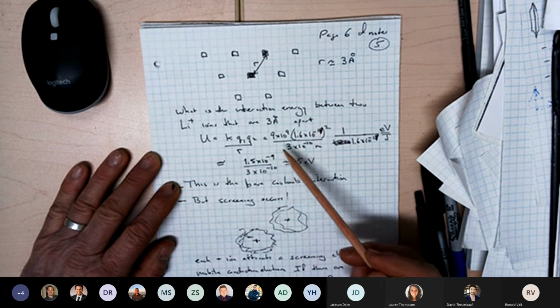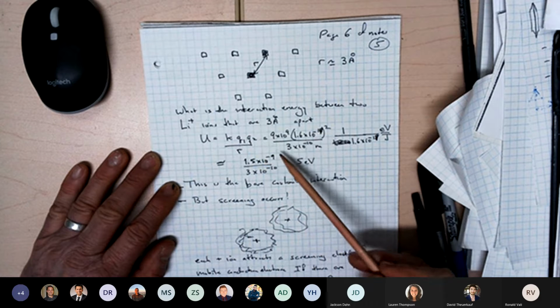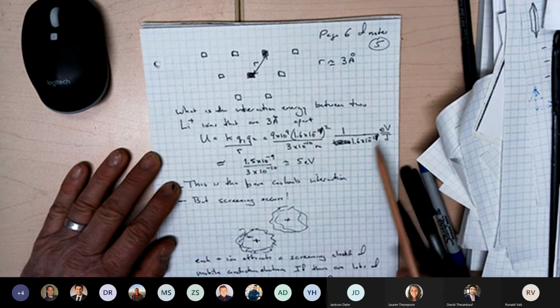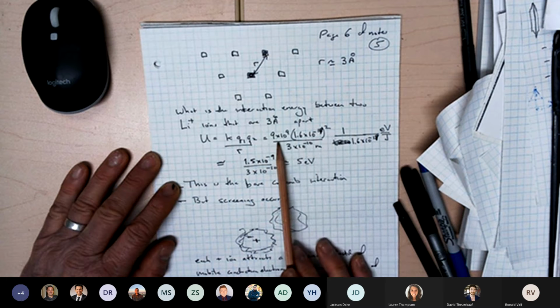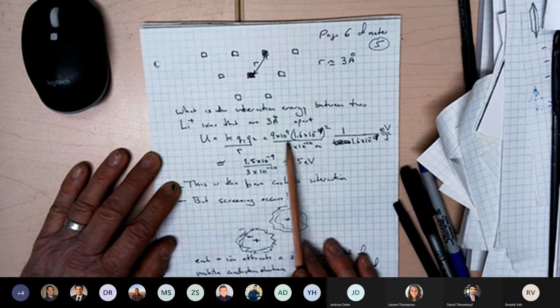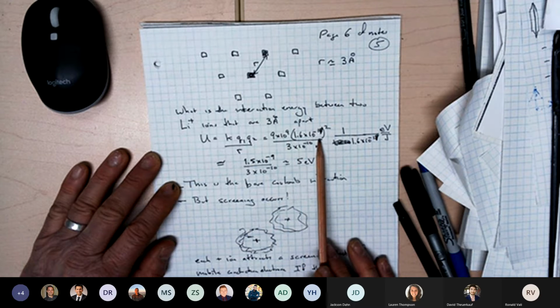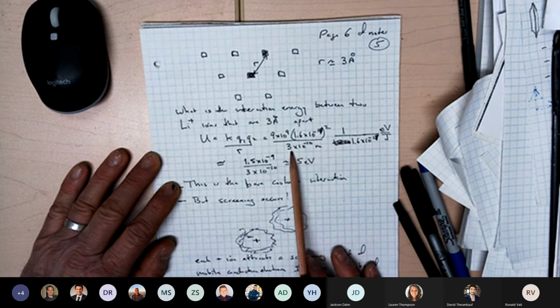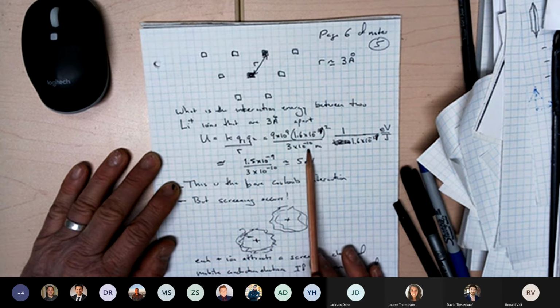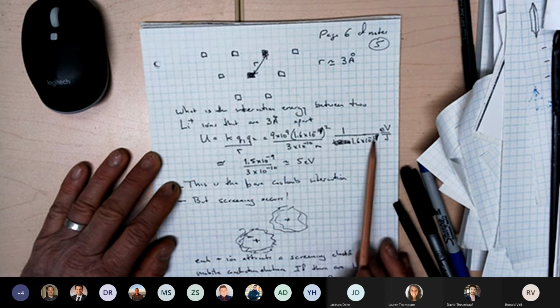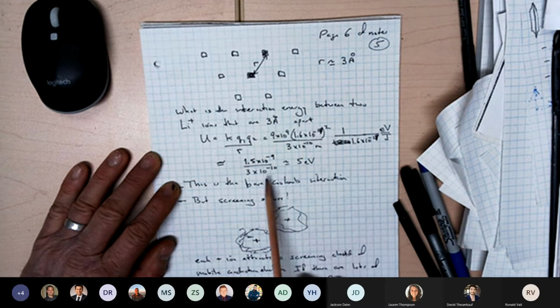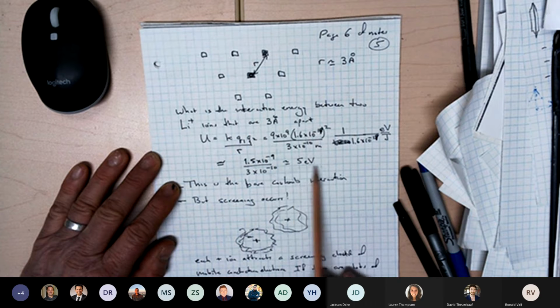I don't like joules because they're not very useful to us. But anyway, we'll convert from joules to eV. So the Coulomb constant is 9 times 10 to the 9. The electron charge is 1.6 times 10 to the minus 19 coulombs. And 3 angstroms is 3 times 10 to the minus 10 meters. And then you convert from joules to eV. And you end up getting 5 electron volts. Okay, 5 electron volts. And that's just too big.